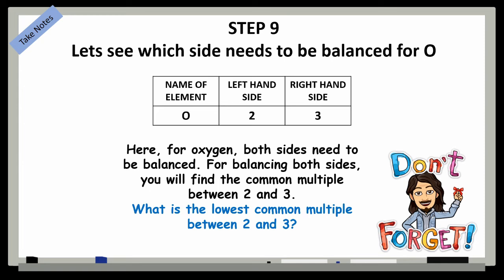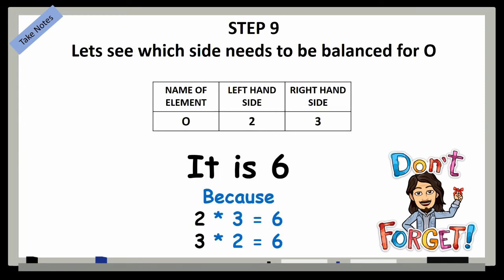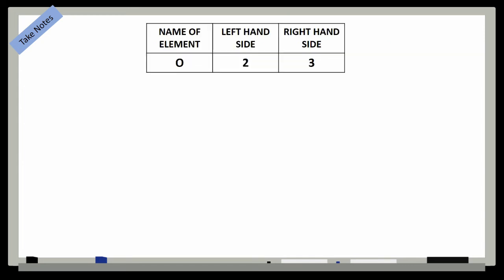So to find the LCM for 2 and 3, it's quite simple. It is 6, right? Because 2 into 3 will give me 6 and 3 into 2 will give me 6. A very simple way to understand which number is common for both the tables, 2 table and 3 table. So 6 comes in both of the tables, right? So now I know what number I need to make both of these sides. Okay, so let's get to the next step and we'll start balancing in such a way that we get 6 on both of these sides.